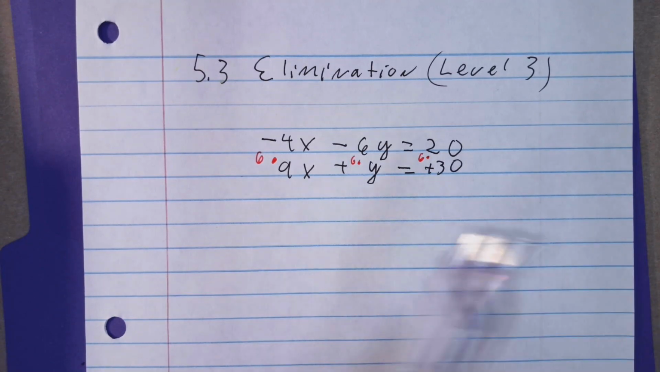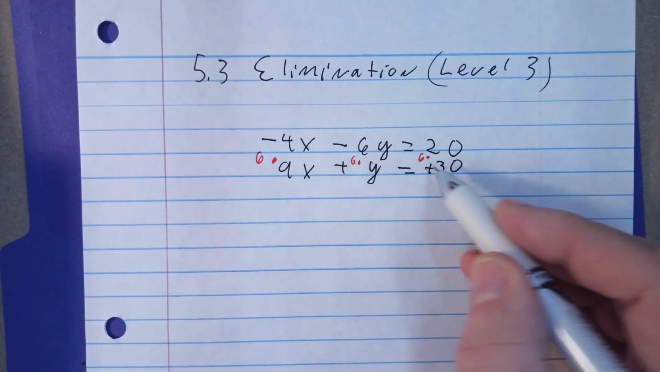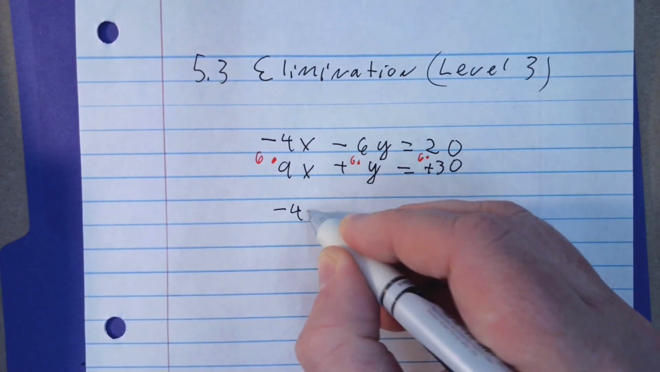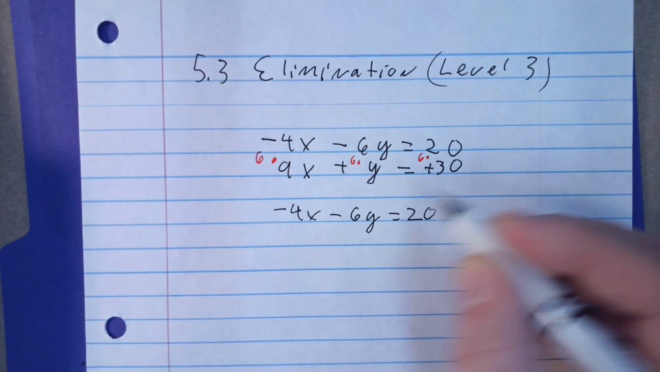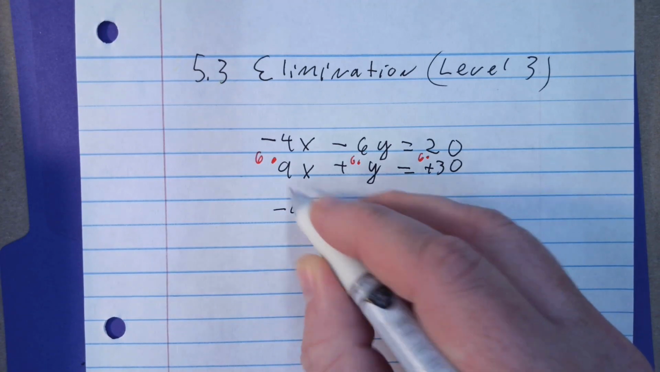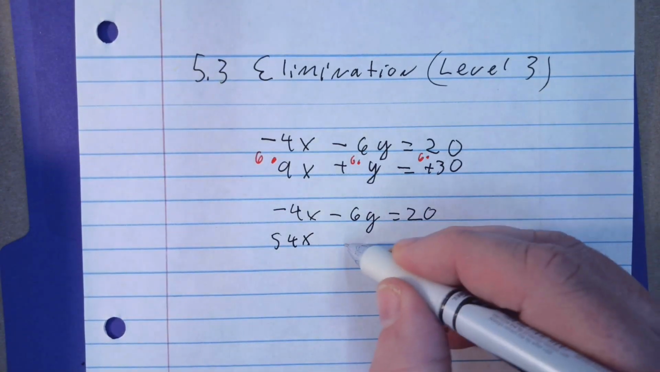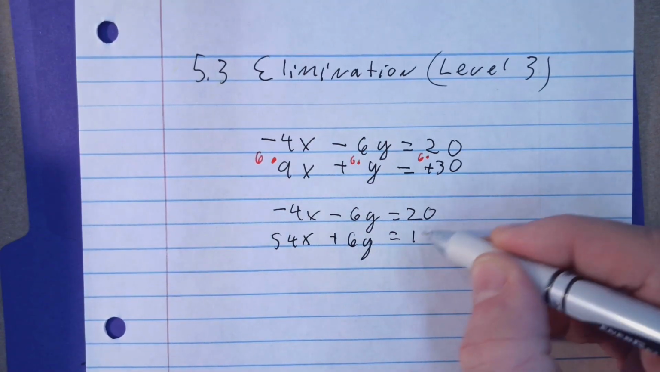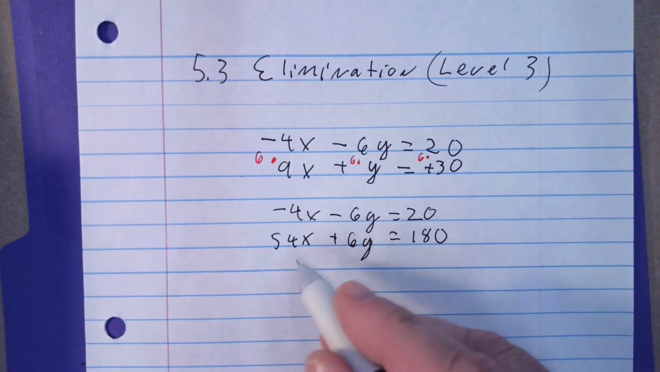Okay, I'm going to rewrite the line. And I'm actually going to rewrite both. A lot of times I do this thinking part on my worksheet, and then I write this on my paper after I've done my thinking part. So this would be 54. This would be 6y. And this would be 180, I believe. Okay. Now I have an opposite.